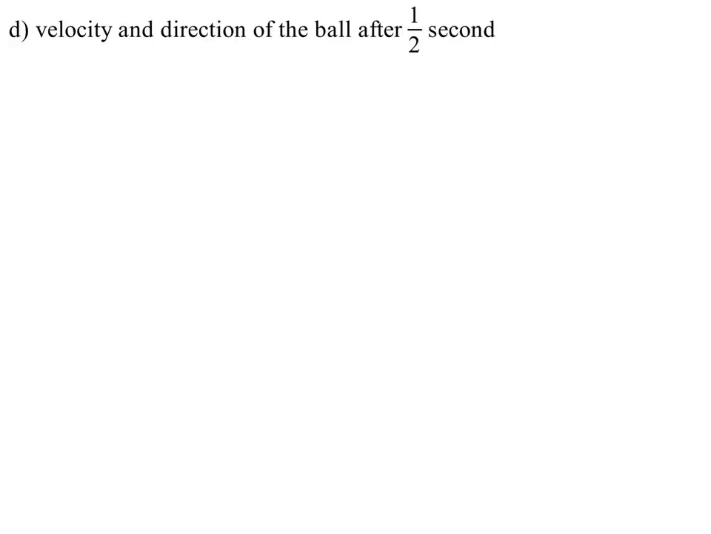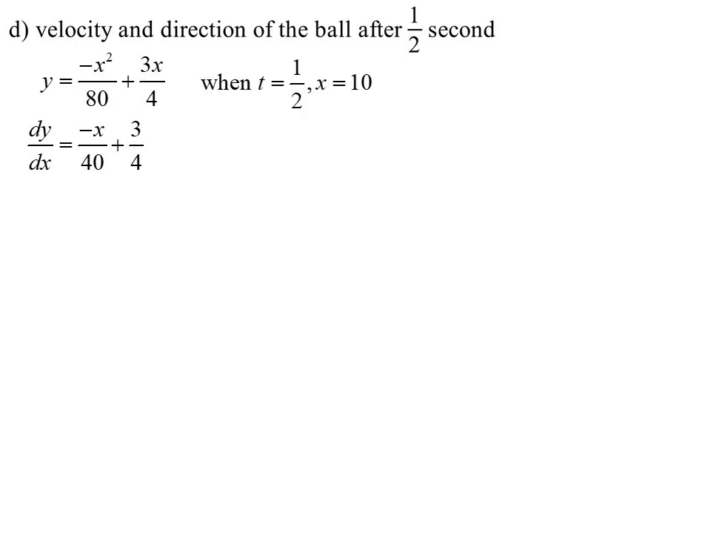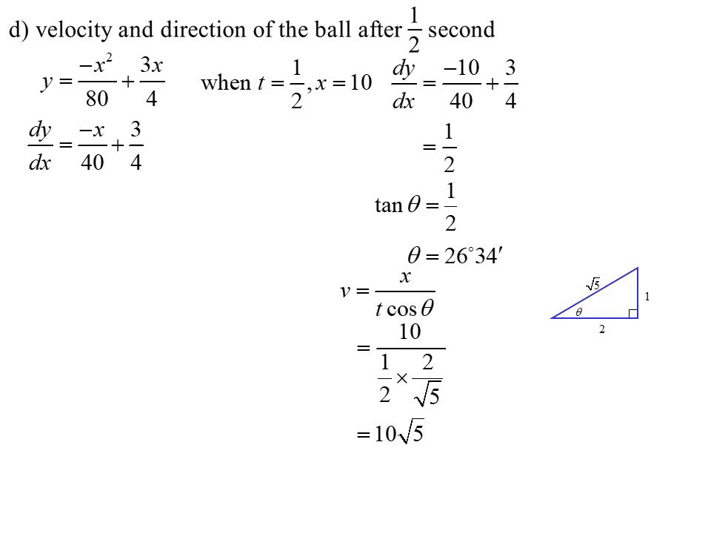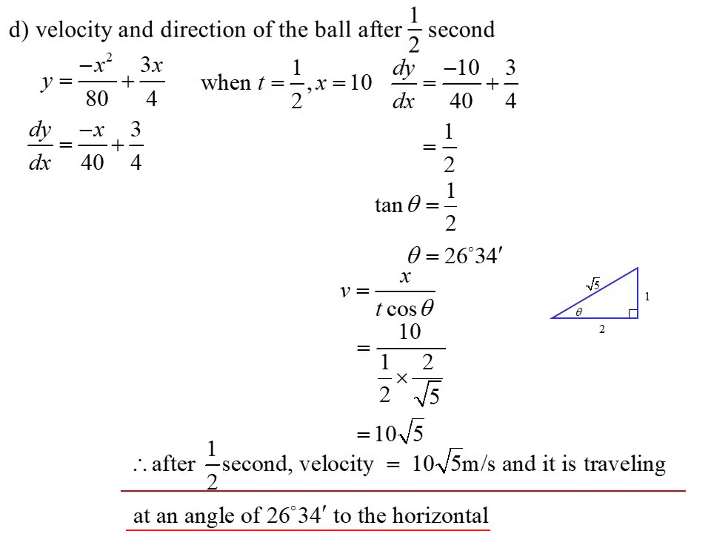Velocity and direction after half a second. Okay, so differentiate it, because I want to know the slope of the tangent. So there's my derivative. It was when t equals a half, so I'm going to have to work out what x is, but that was an easy equation. X was 20t, so we know x is 10. Sub that in, we have a slope of a half. So there's the angle, 26 degrees 34. The velocity, well, x on t cos theta. I drew up my triangle. I suppose I could have used the 26 34, but by having the triangle I can get the exact value. And subbing that in, 10√5. And that was the answer we saw before there.